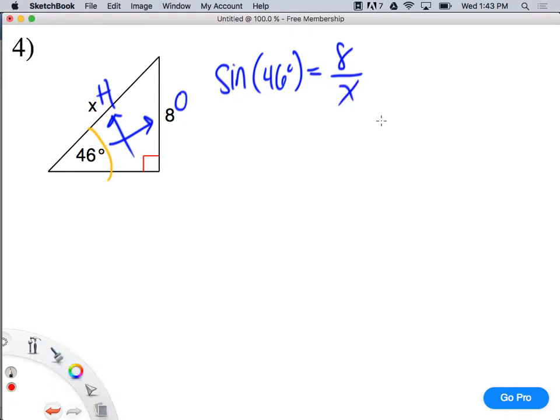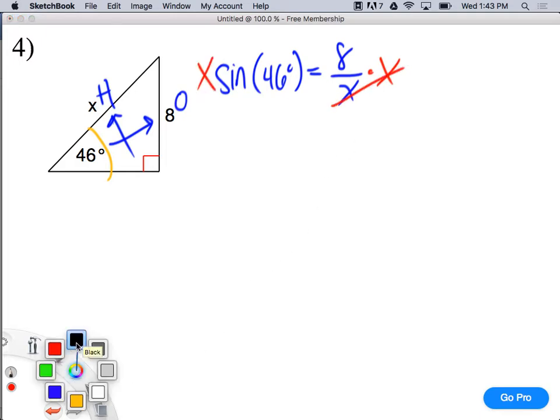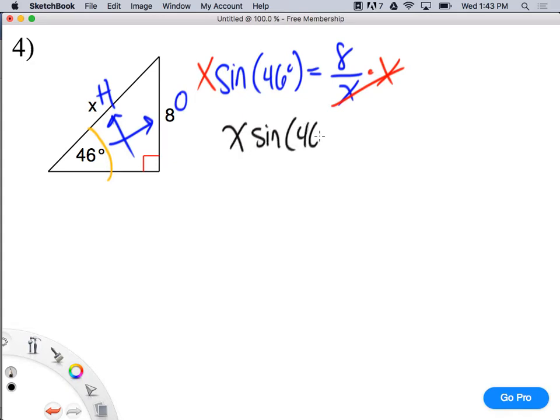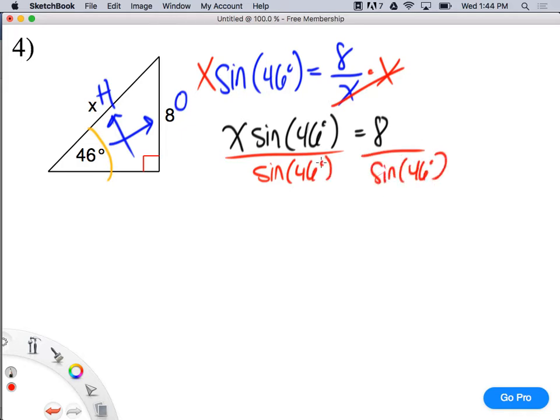Now, my x is on the bottom. I have to get it on the top, so I have to multiply both sides by x. I then end up with x times the sine of 46 equals 8. But I have to get x by itself, so I have to divide by sine of 46. I then end up with x equals 8 over sine of 46.